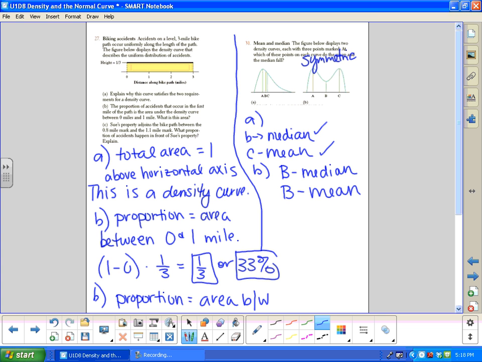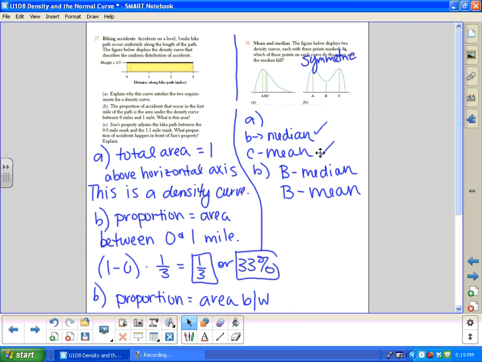All right, so let's talk about this over here. We want to explain why this satisfies the properties of a density curve. Now, when you're talking about area under the curve, you're talking about this total area right here. The easiest way to find the area is to think of it like a rectangle, length times width. So the total area is going to be 3 times 1/3, which is 1. So it meets that requirement. And it also totally falls above the horizontal axis, so it also meets the other requirement.